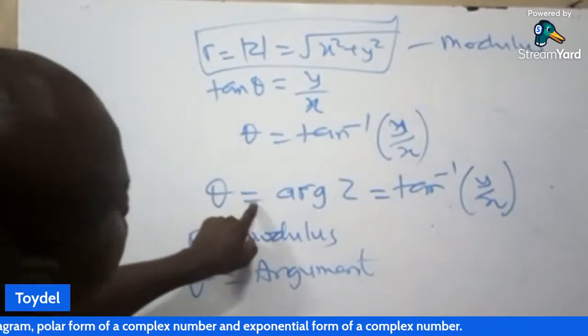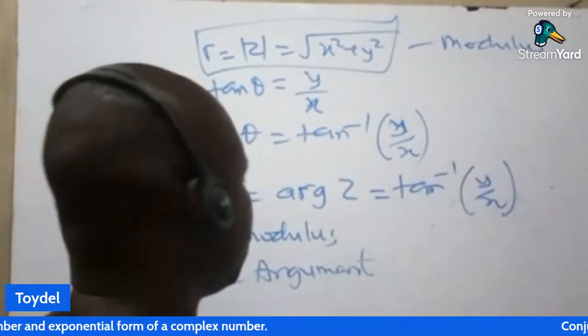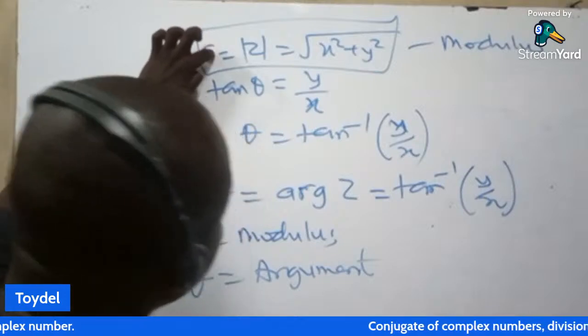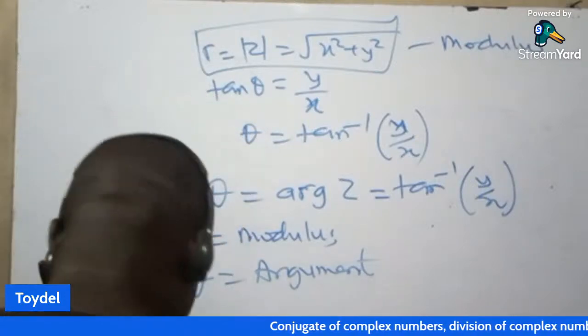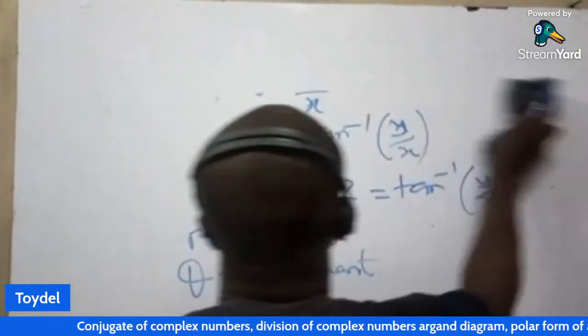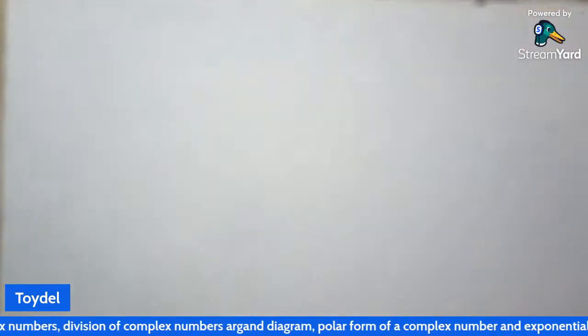So theta, the abbreviation for theta is arg z, which is equal to arctan y all over x. So if you're able to get these two, then we can actually move from standard form to polar form. Let me just give one example on this, on which we generate the polar form of a complex number.